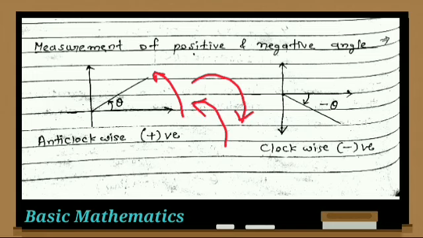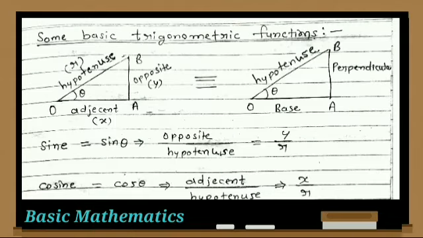Now let's move to the other figure. In this second figure we move in the clockwise direction, so we get the angle minus theta. When we move in the clockwise direction we take the angle as minus theta, and when we move in the anti-clockwise direction we take the angle as theta. Now let's move on to the next topic, that is some basic trigonometric functions.